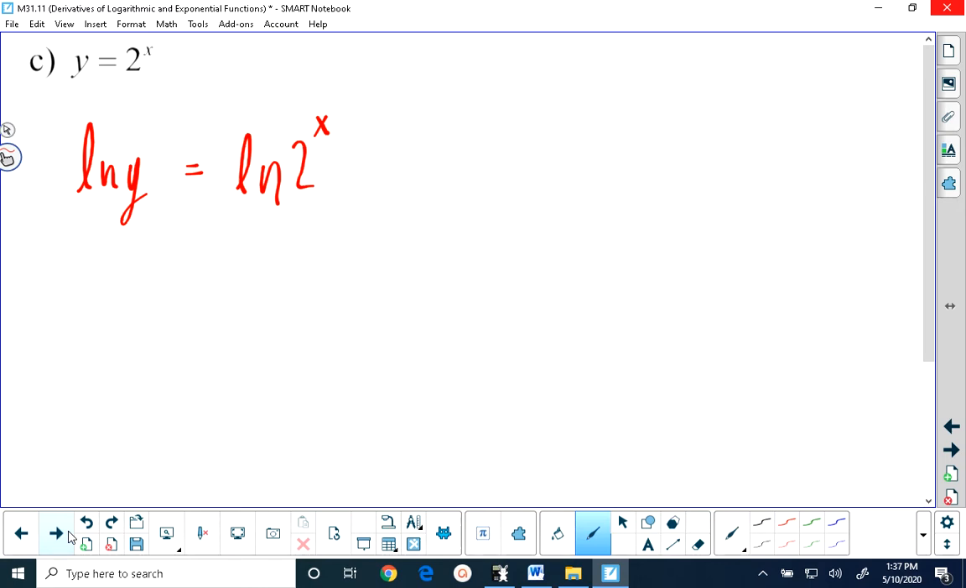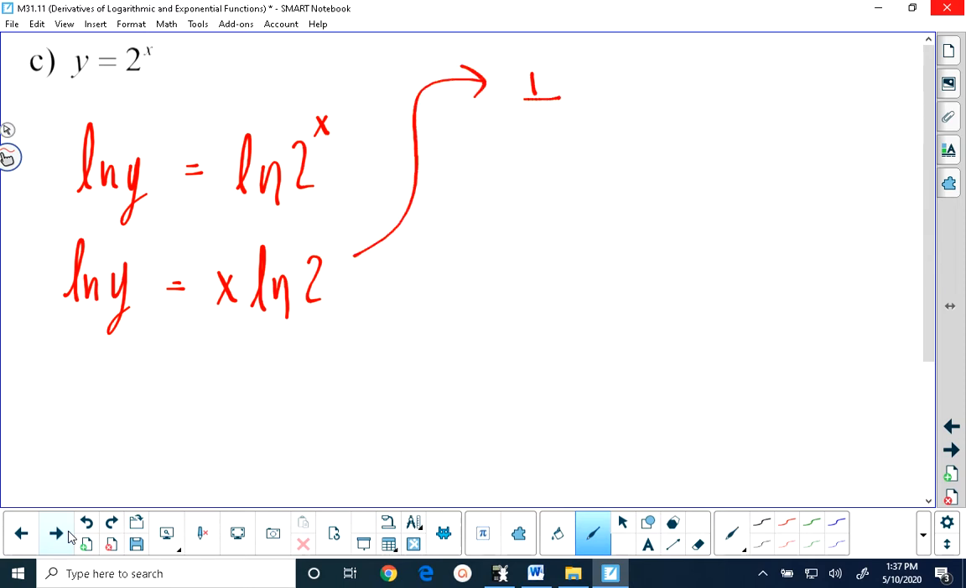I can now rewrite this as the natural logarithm of y is equal to x multiplied by the natural logarithm of 2, and I can differentiate that. The derivative of ln of y is 1 over y dy dx. And when you take a look at x ln 2, ln 2 is merely a coefficient.